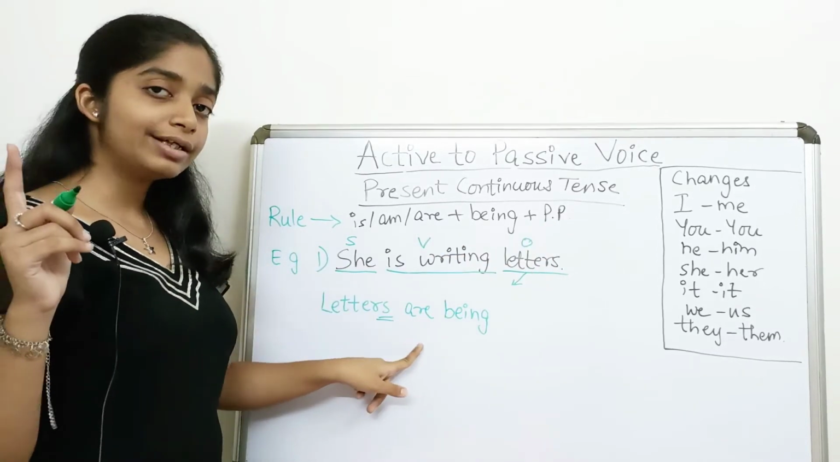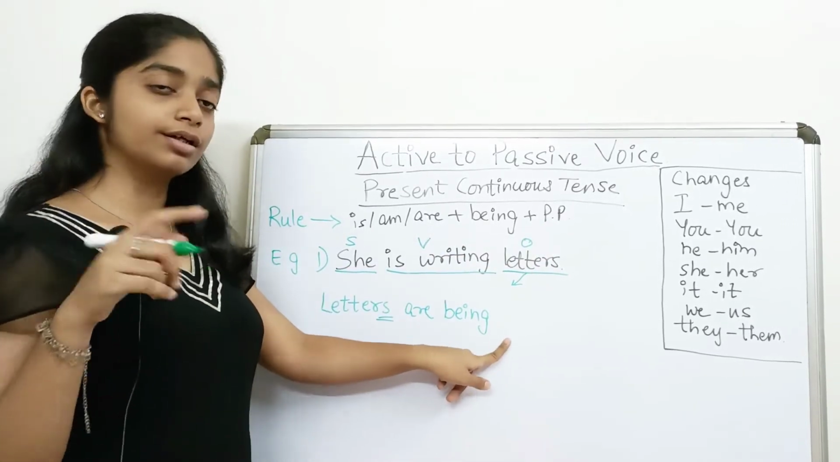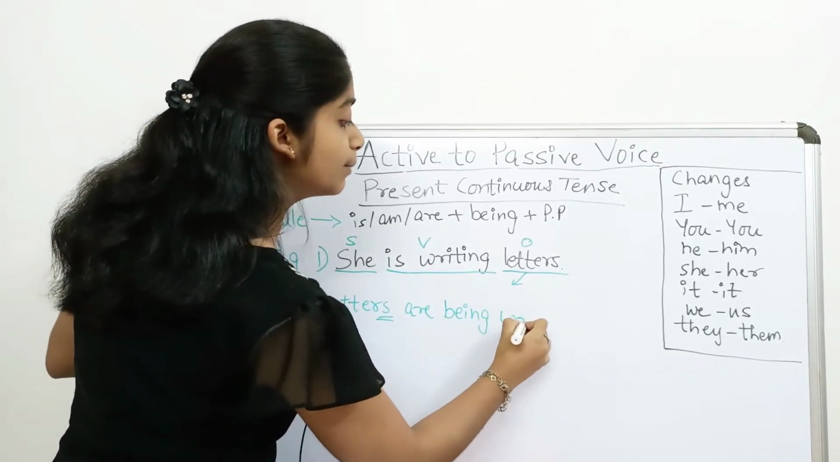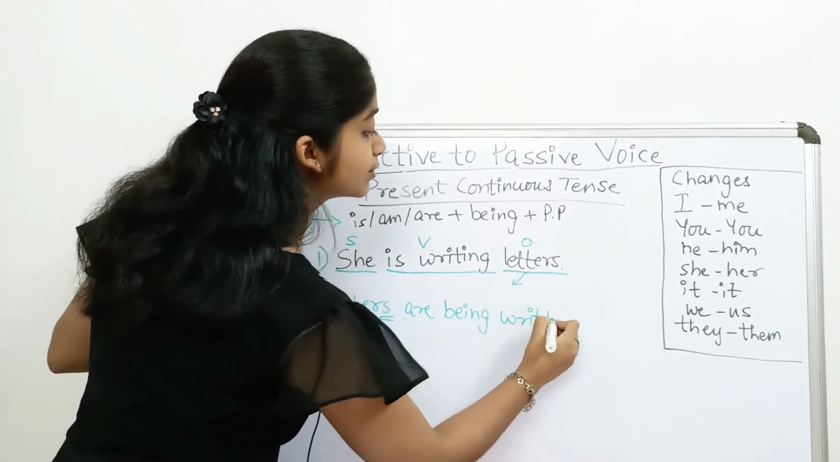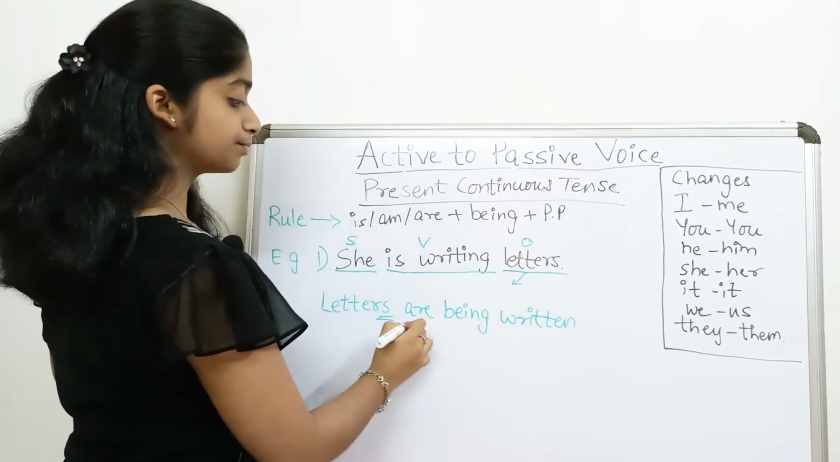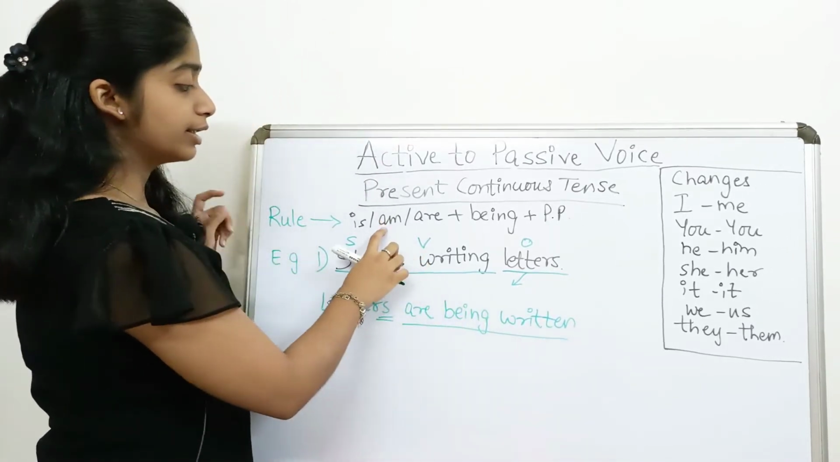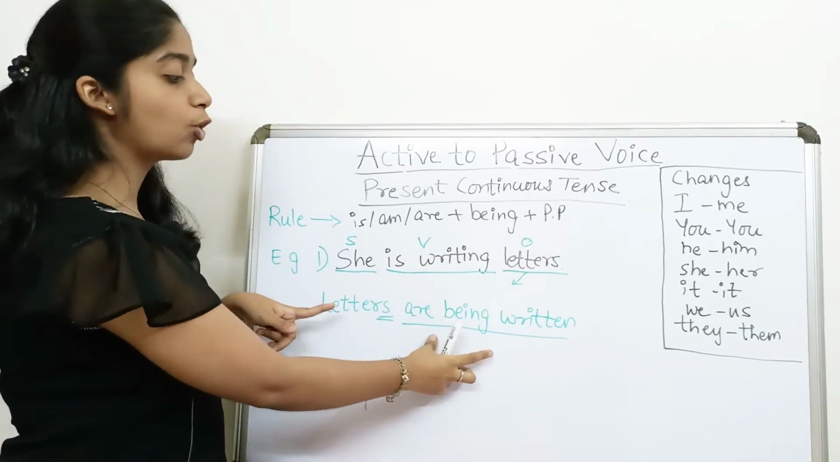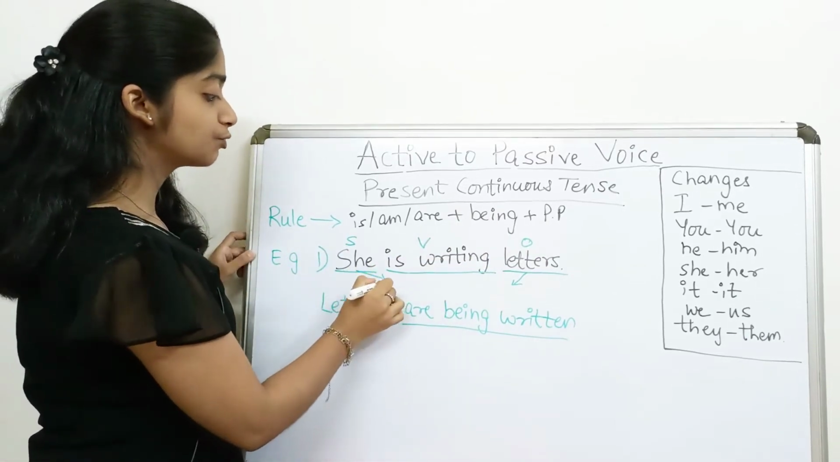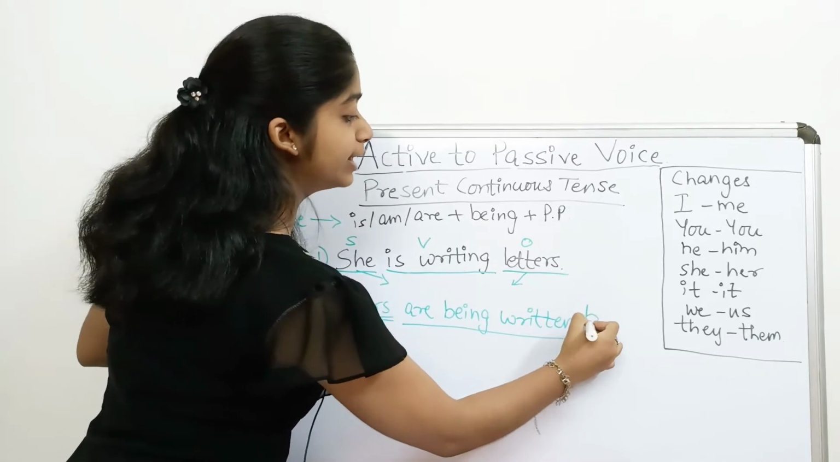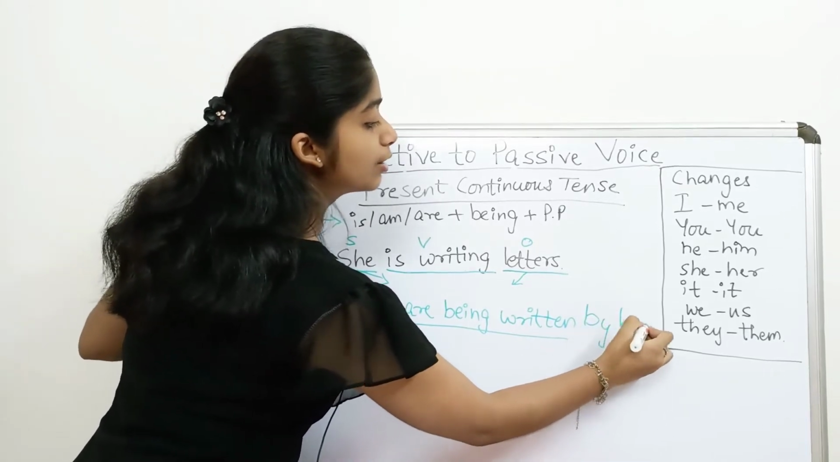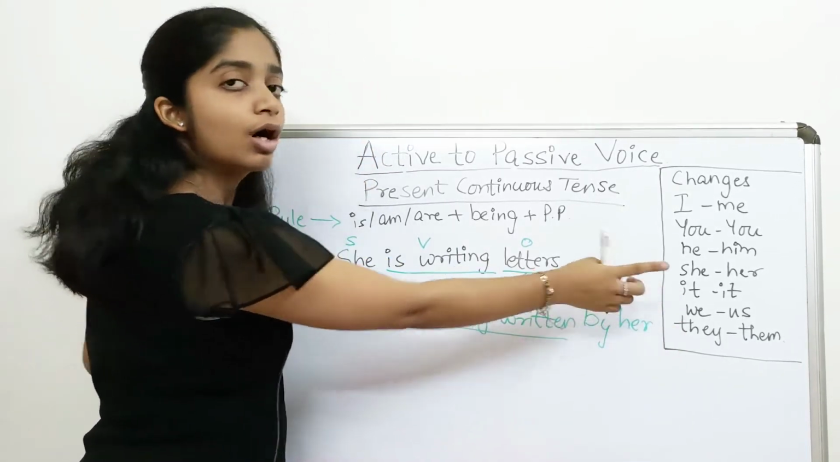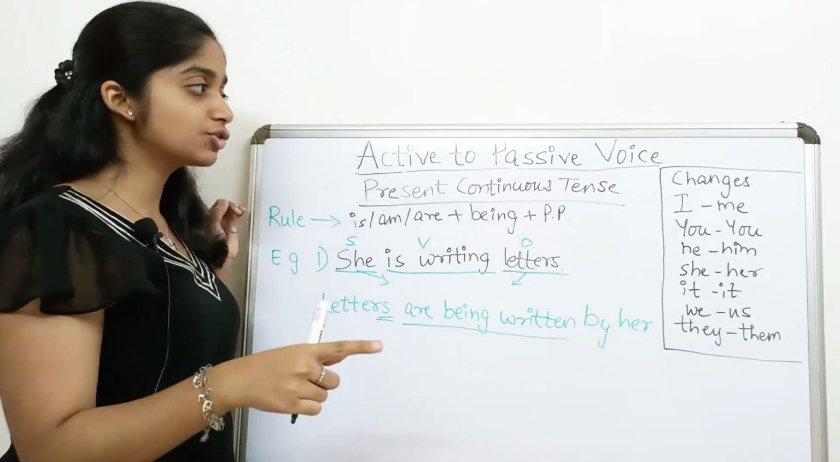Okay, so letters are being written. This is the past participle of write. Written, are being written. Is, am or are plus being plus past participle. We have followed the rule over here, and she will come at the end of the sentence. By her. She will change to her. We have seen this in the changes part.